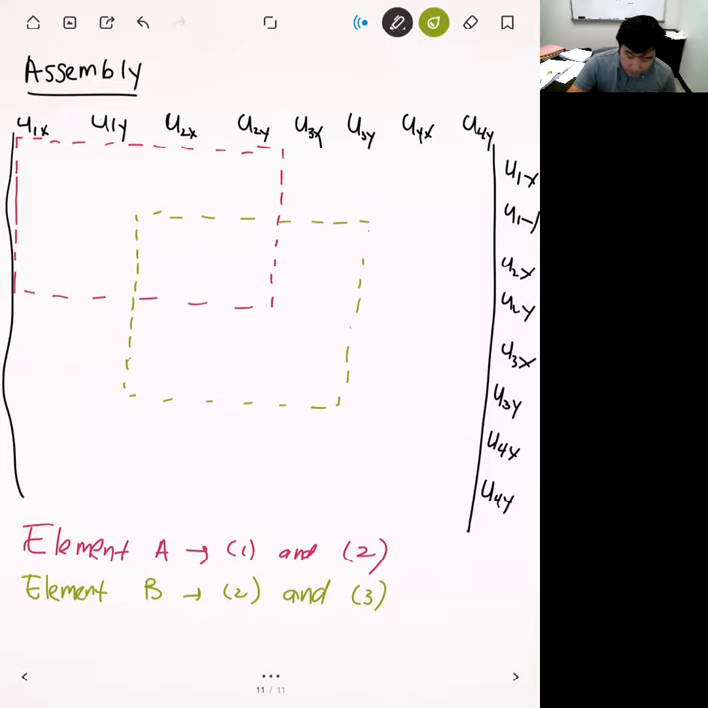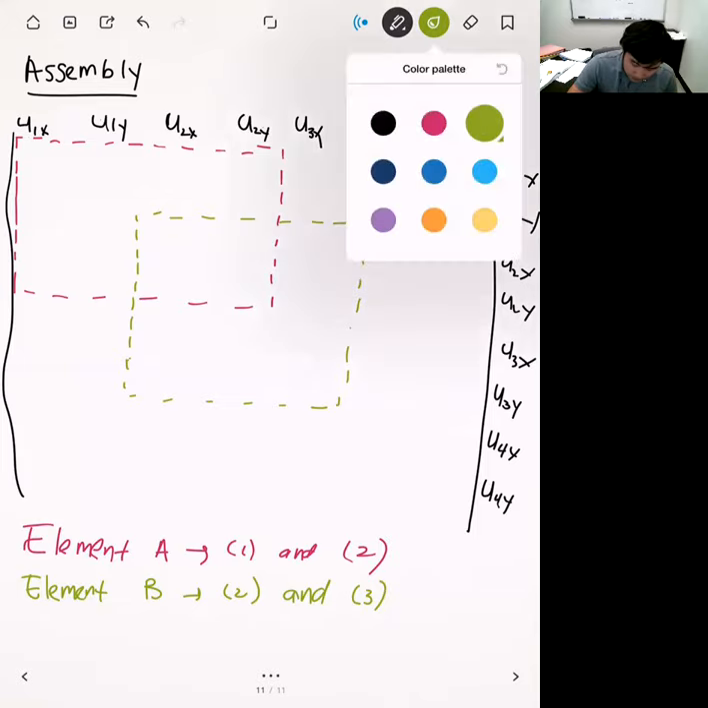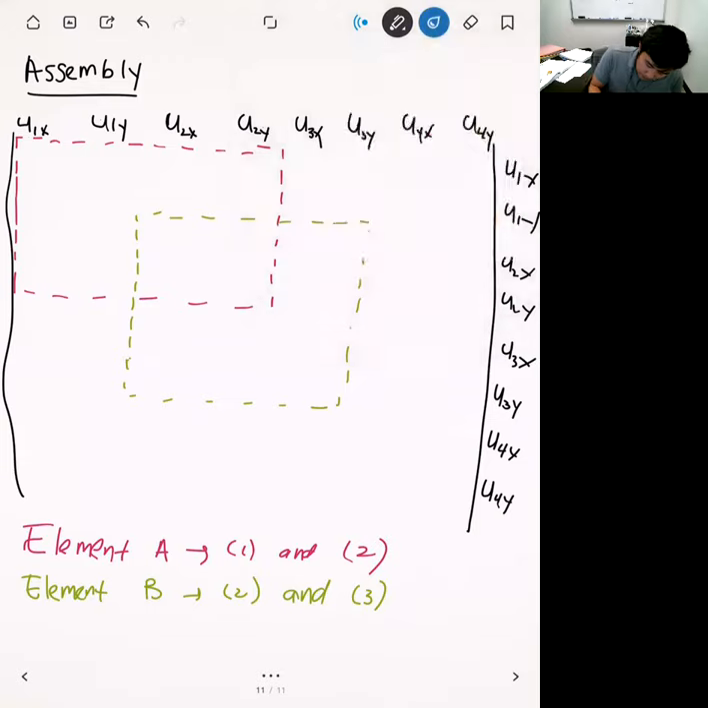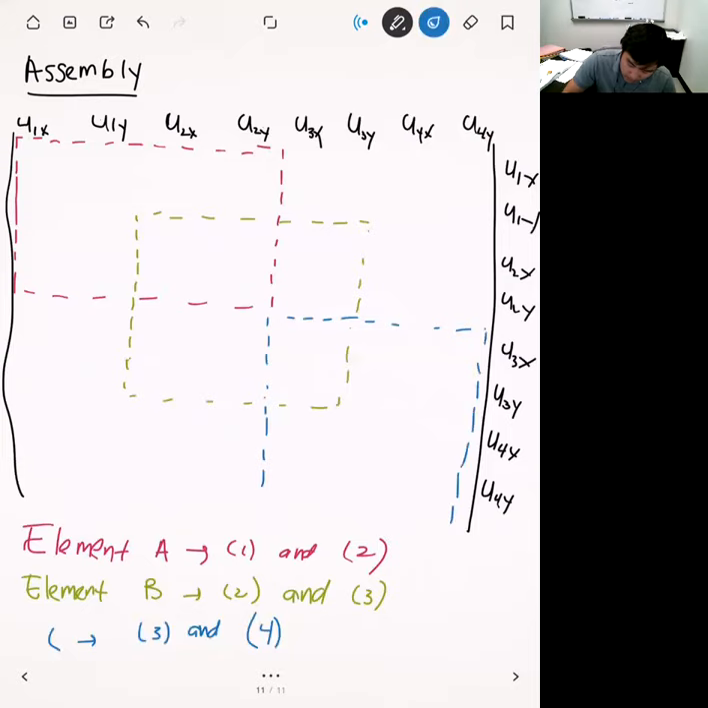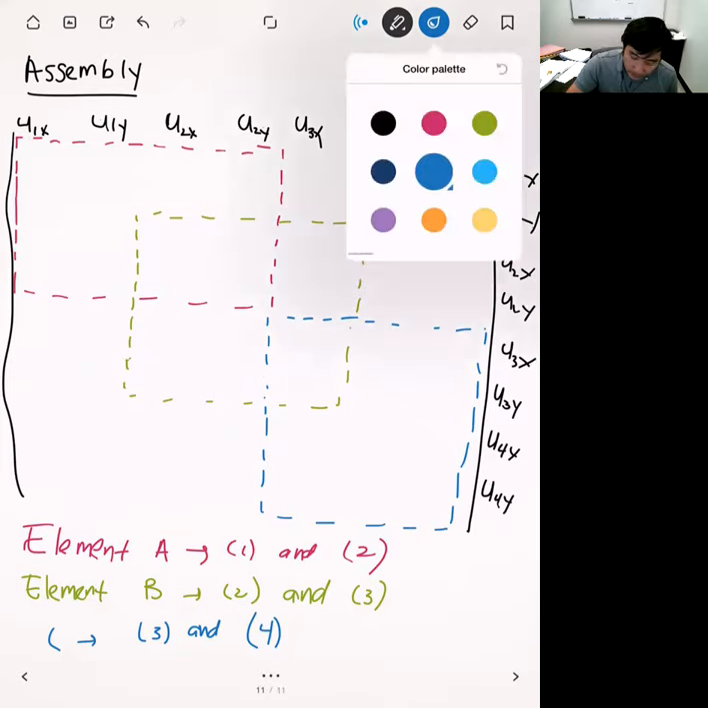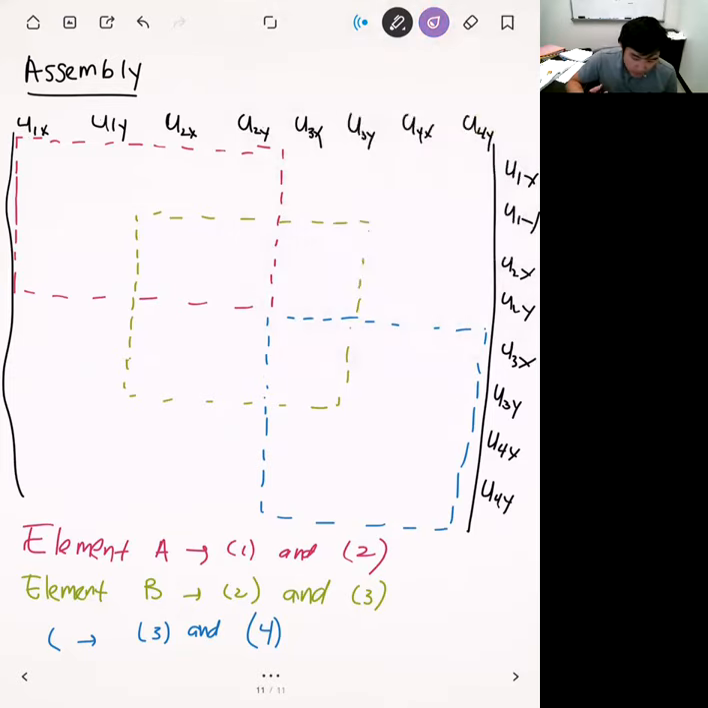Okay. Next, we have element C. Okay, element C is going to be nodes 3 and 4. Okay. So we're just going right down the line. Right, just like that. Okay. And then finally, we have element D, right? And so this is where you kind of have to be careful.